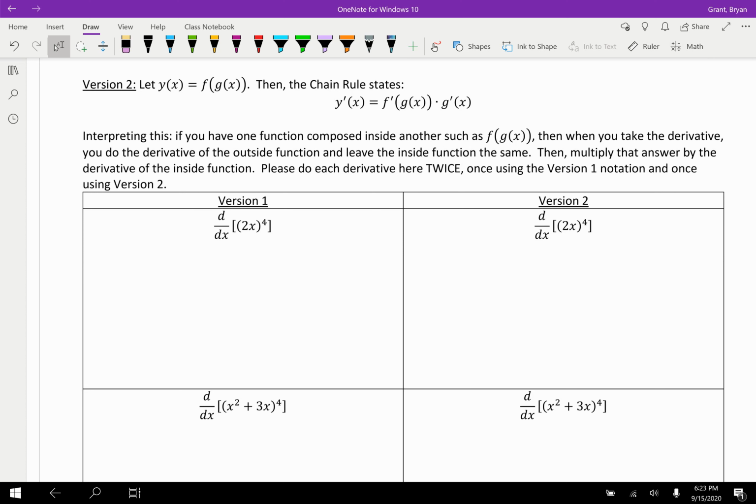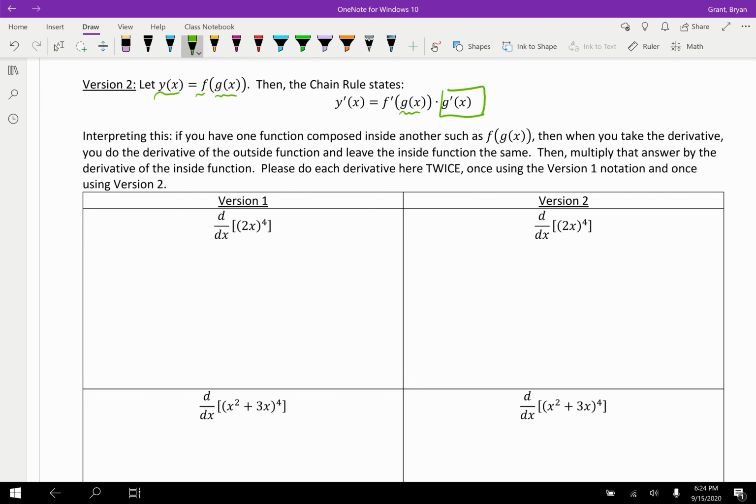So, what is version 2? Version 2 says that if you have some function of x that's made up of a function composition f of g of x, then the chain rule states that to take the derivative, we do the derivative of the exterior, the outside function, and we leave the interior function the same. But then, because we didn't account for the derivative of the interior function, we have to multiply by the derivative of the interior function.